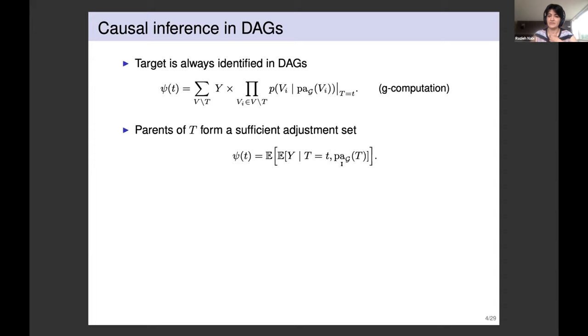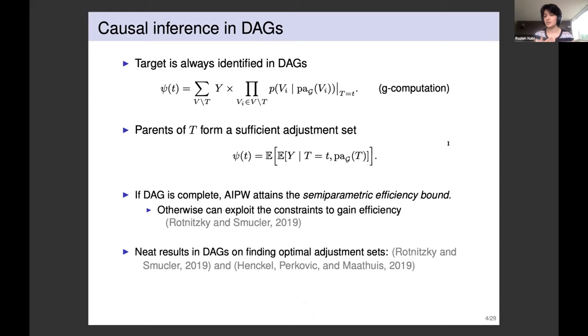And as I said, there are various ways of estimating this adjustment functional, but if the DAG is complete, meaning that every pair of variables is adjacent, with no conditional or marginal independencies between variables, then the augmented IPW is going to attain the semiparametric efficiency bound. But if you have a sparser graph, we can exploit these constraints between variables to gain some efficiency. And we can also have multiple valid adjustment sets in a DAG, and there are very cool results on finding optimal adjustment sets, both in linear settings and in nonparametric settings.